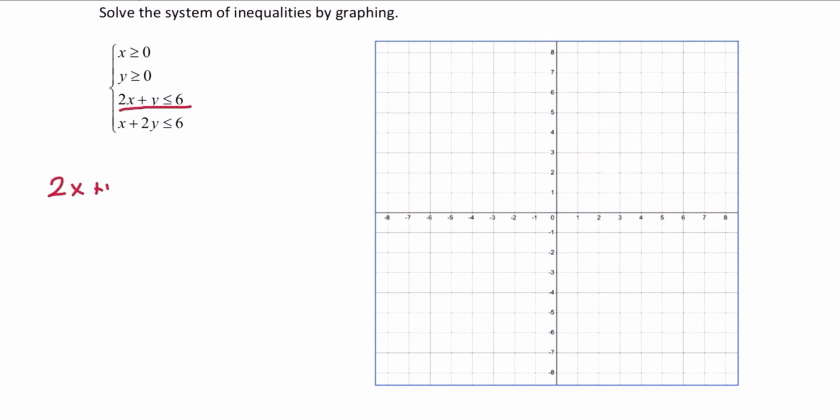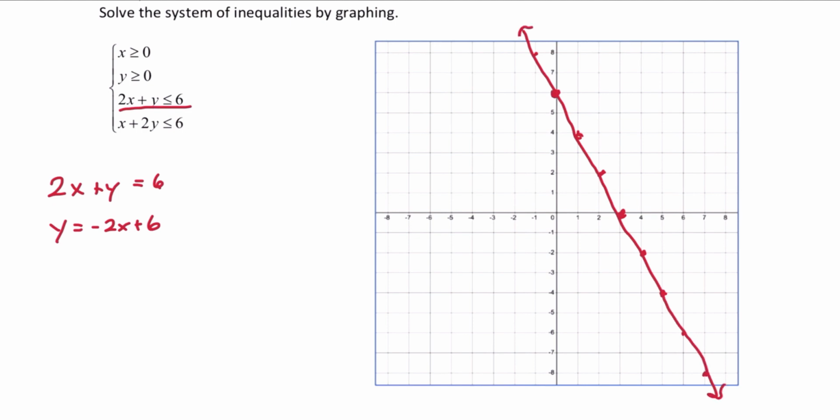2x plus y, we'll change to an equation to help us graph: y equals negative 2x plus 6. We have 6 on the y-axis with a slope of negative 2. Notice that this is a solid line, so we play connected dots with a solid line.